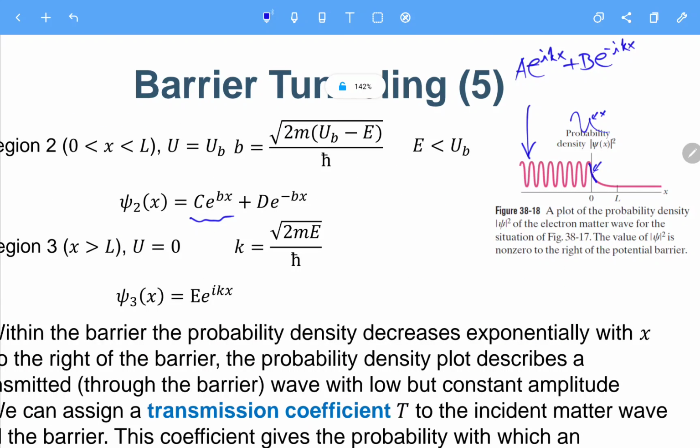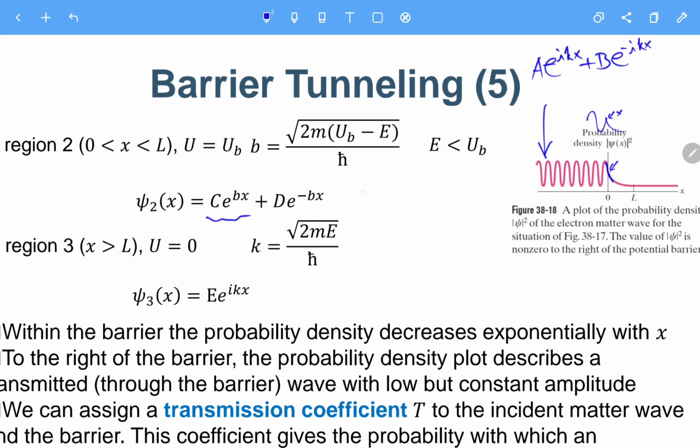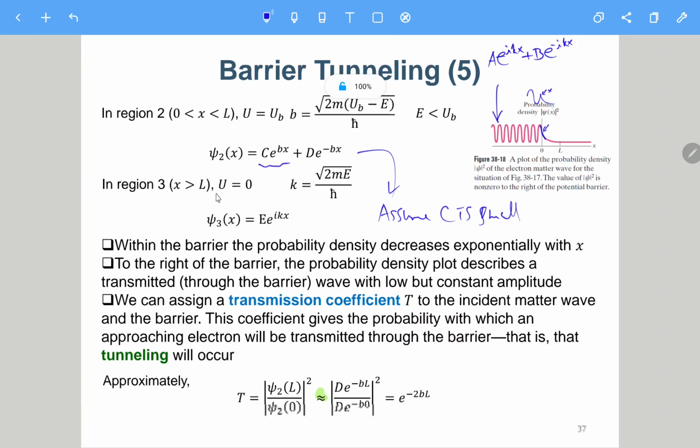Because here we only assume that c is small. Assume c is small because for this term with x larger, this is exponentially growth, and for this one this is exponentially decay. So we will assume that this one, the c, should be small.